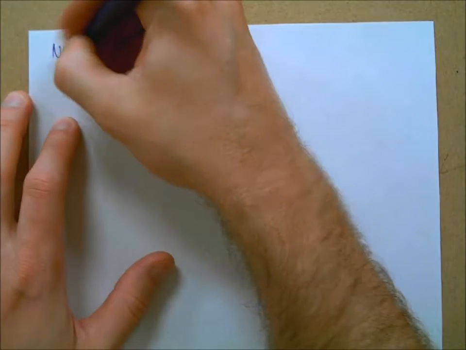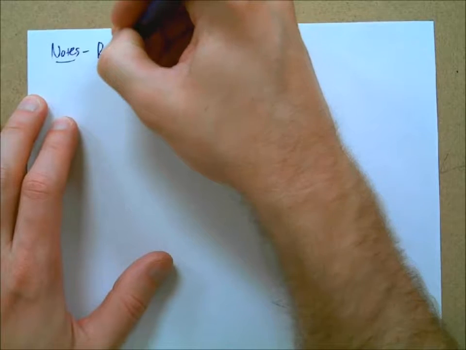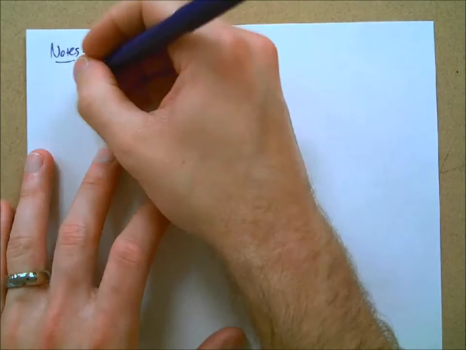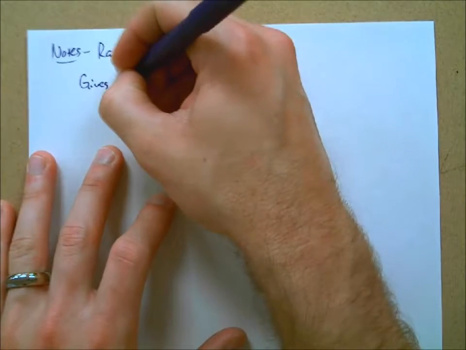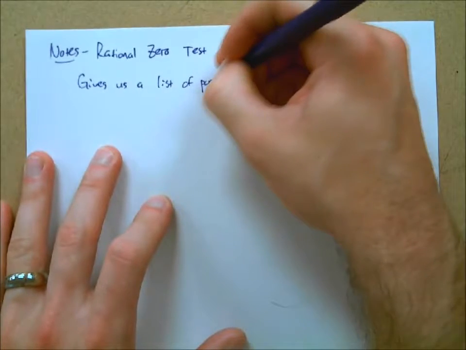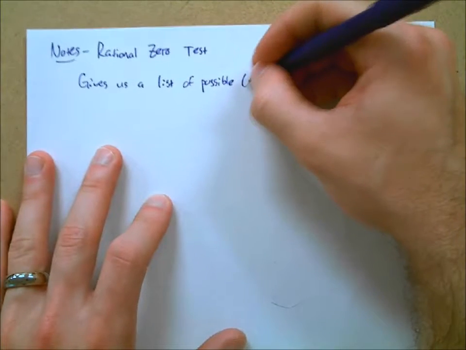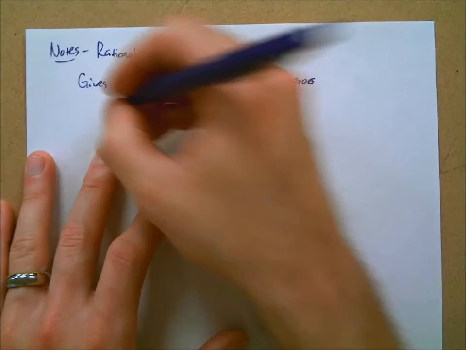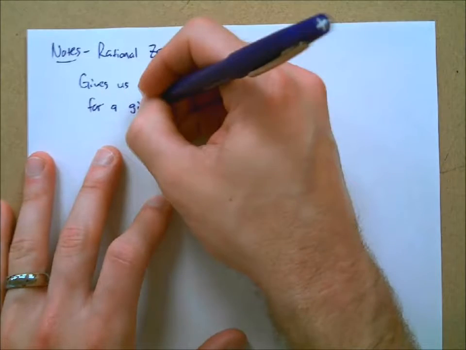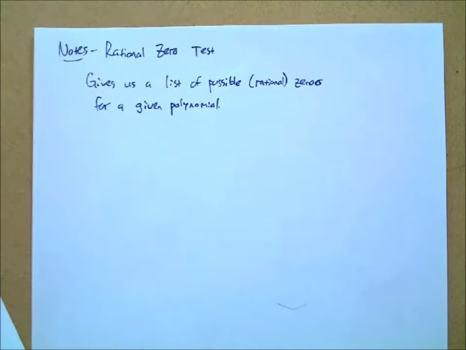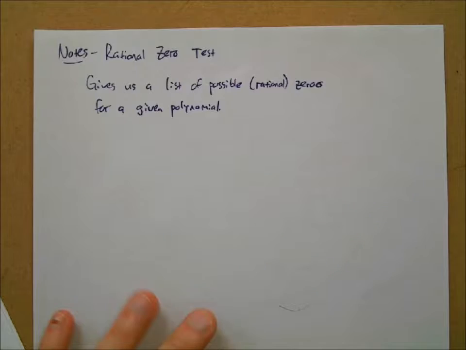Okay. So let's take a look at that. So again, it gives us a list of possible, so that's key, right? These are just possible rational zeros for a given polynomial. Okay. Notice it doesn't say it gives us the rational zeros, right? It gives us a list of possible ones.